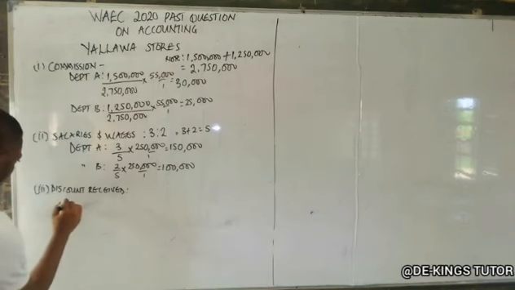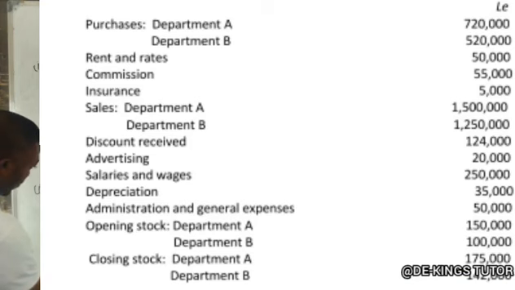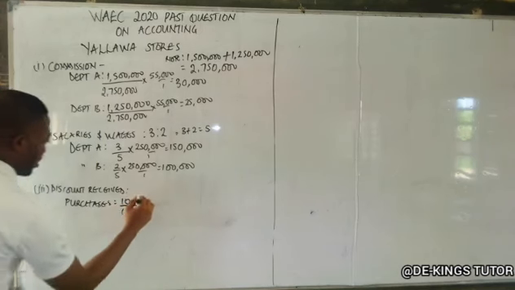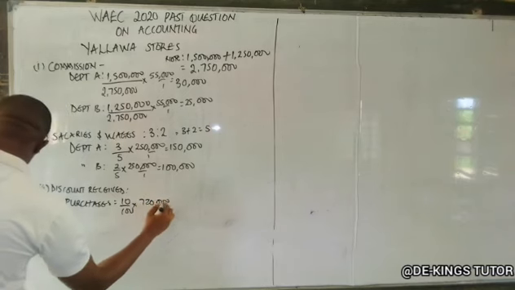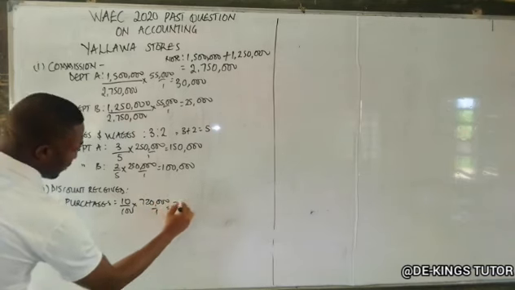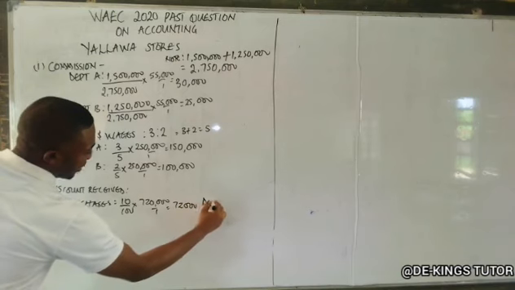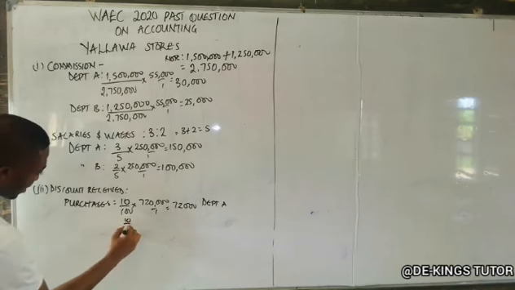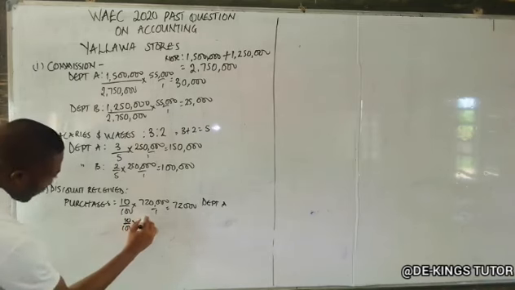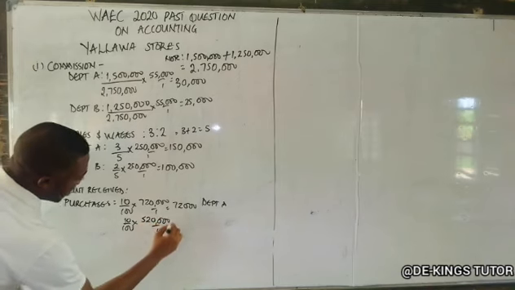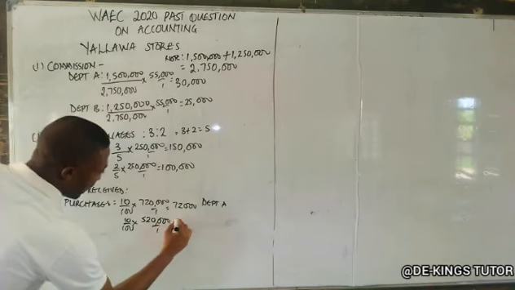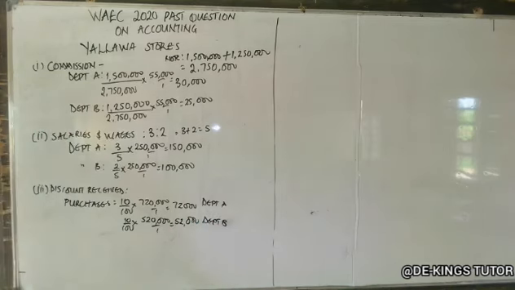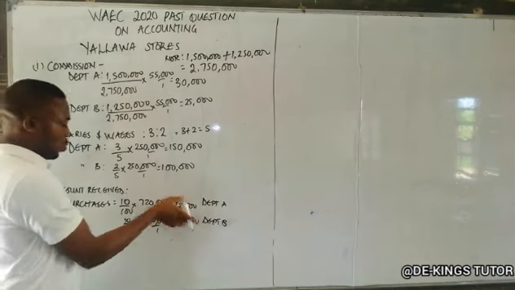Okay, so when I say this is the purchases figure, now I get 10%, and the purchases amount is 720,000 for Department A. So we have 72,000 here. This is for Department A. And also we have 10% of 520,000 for Department B, which will give us 52,000. This is for Department B. So this is the amount we use now to apportion the discount received.